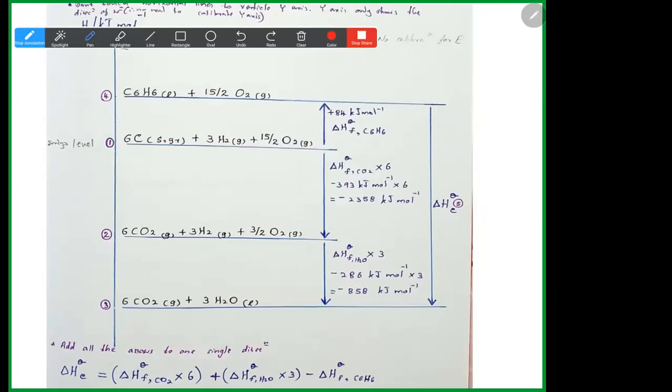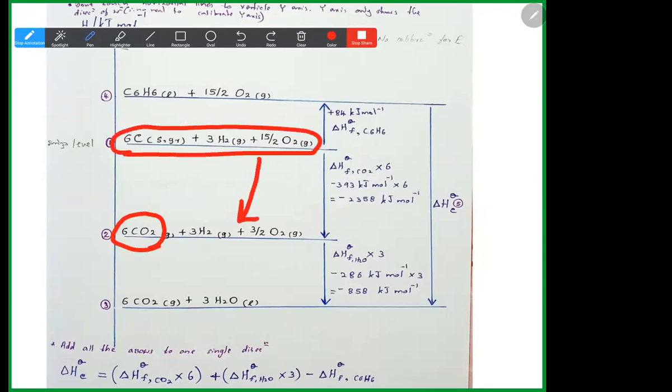Okay, first I'm making carbon dioxide. So this is the formation enthalpy of carbon dioxide. Since I'm making 6, I have to multiply by 6 here. Since I have made carbon dioxide, whatever the rest of the part is after I made the carbon dioxide, I'm just writing here.